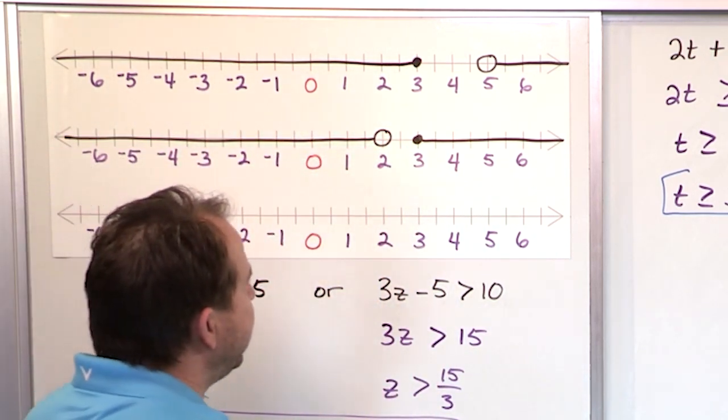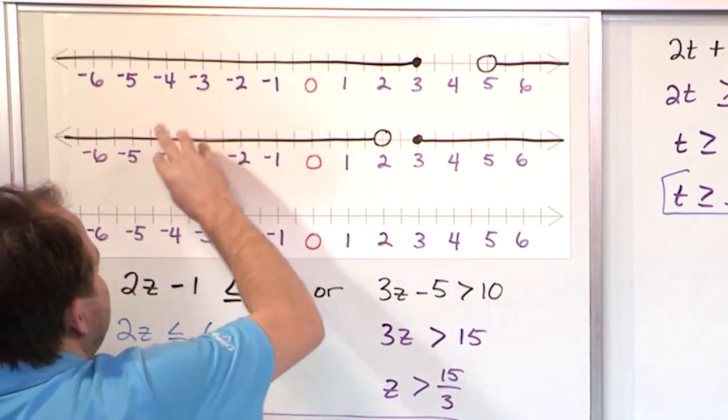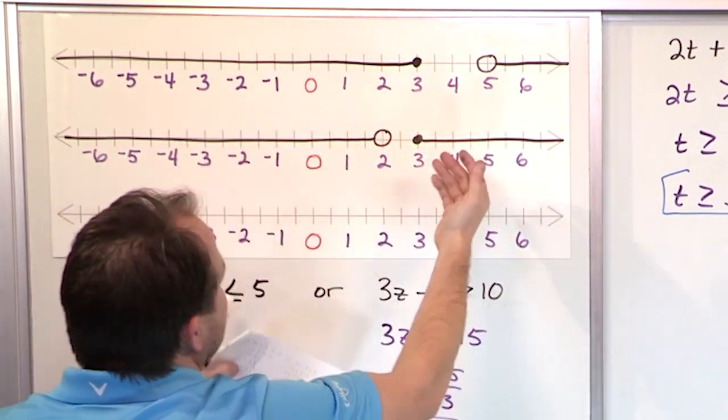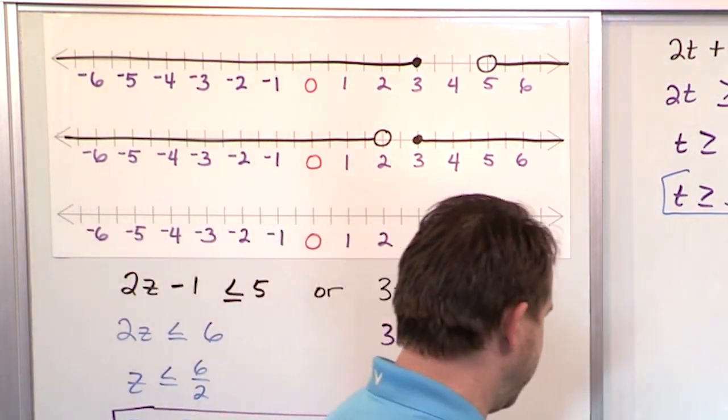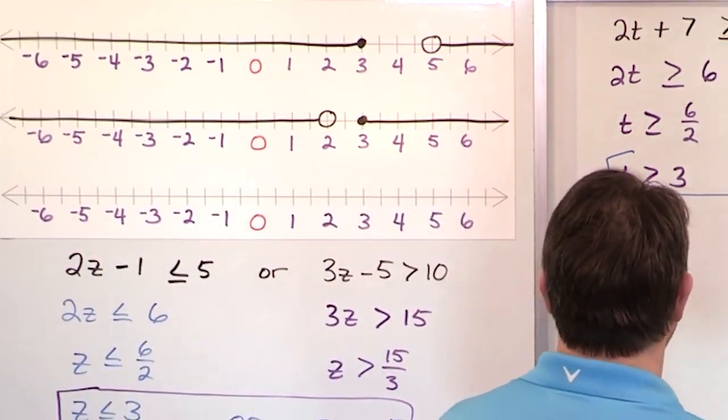So if it's an or inequality, it means the points can be over here or over here, but they don't have any overlap, so of course it can't be both at the same time. And that's the final answer.